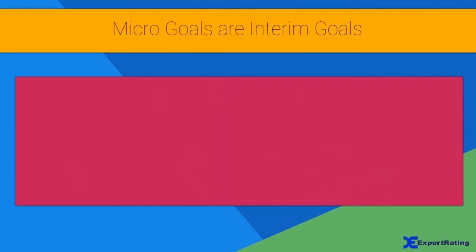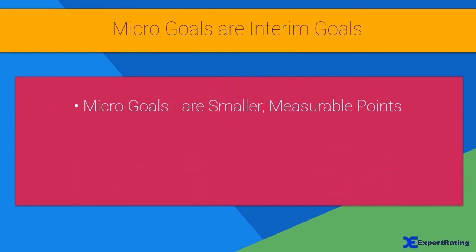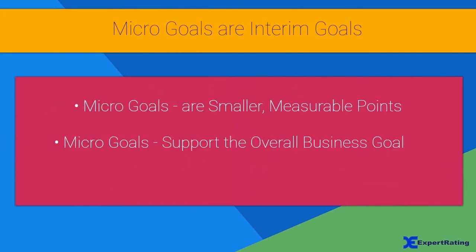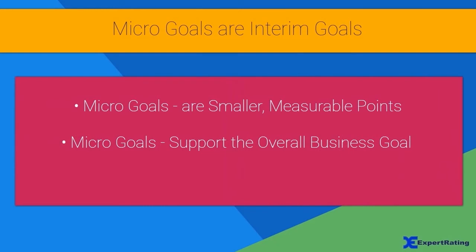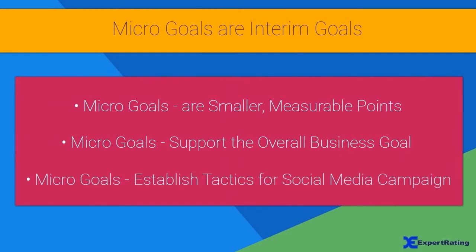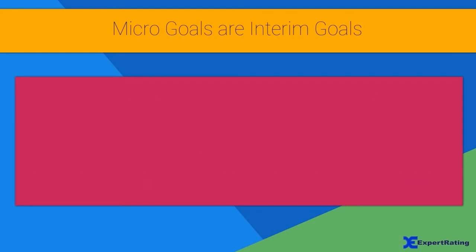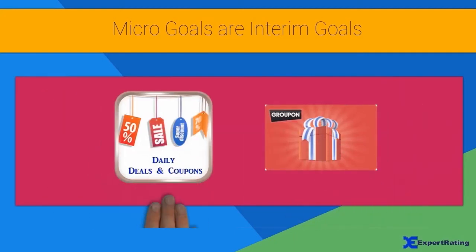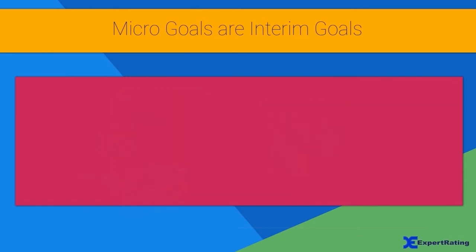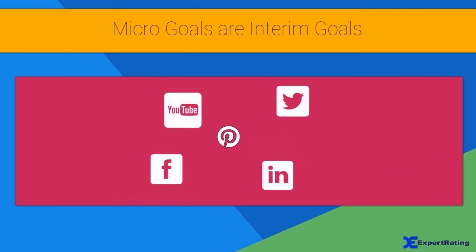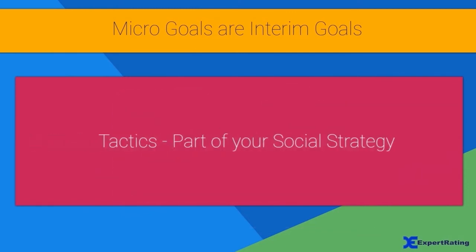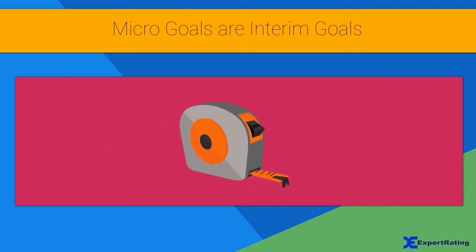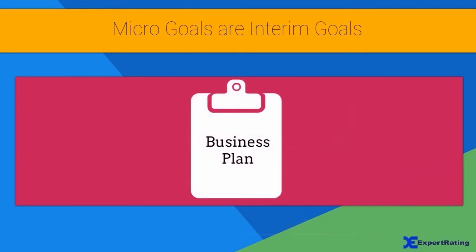Micro goals are interim goals. They are smaller, measurable points designed to support the overall business goal. Micro goals are important when establishing useful tactics to implement within your social media campaign. A few examples of micro goals in regards to reaching out to new audiences would be testing Groupon, using Google Daily Deals, and targeted social media advertisements. Tactics are an integral part of your social strategy and make up the measurable part of your plan.